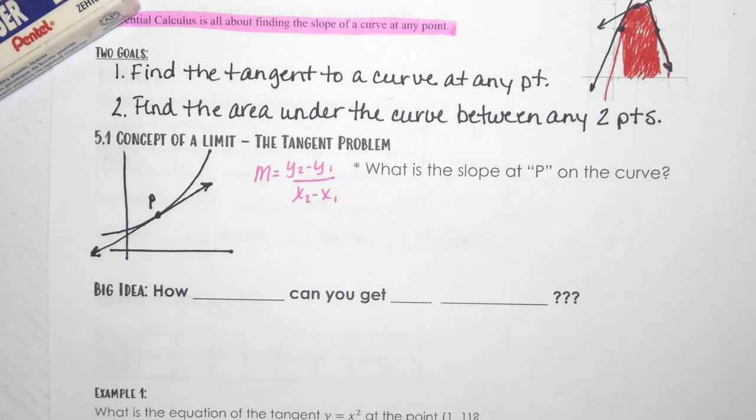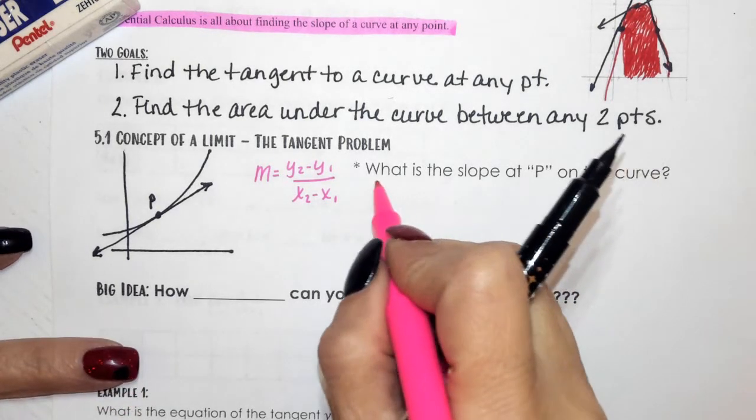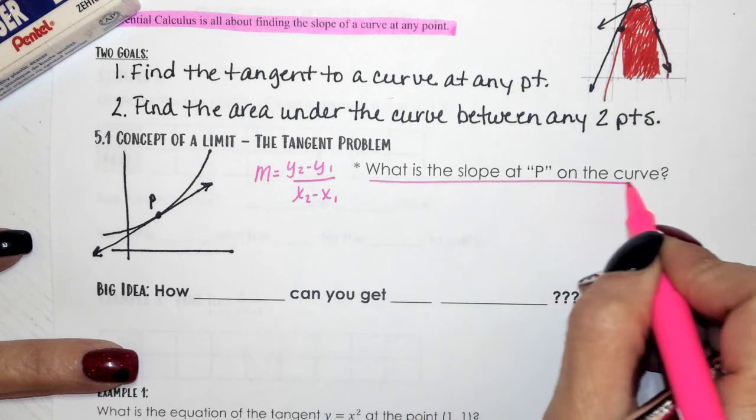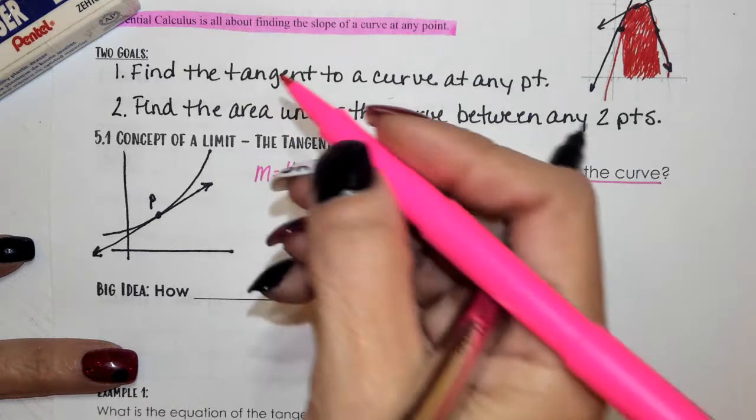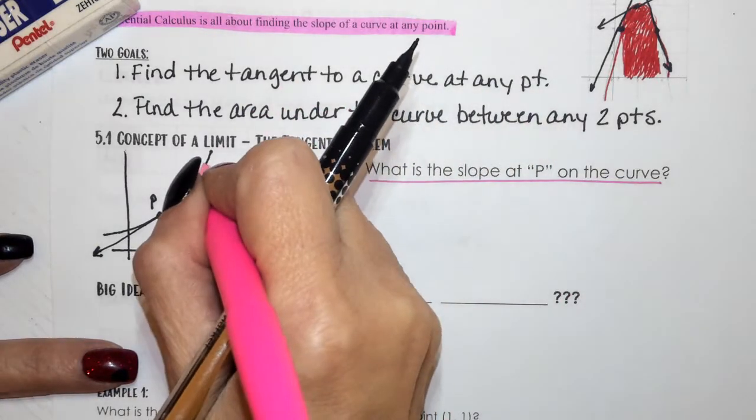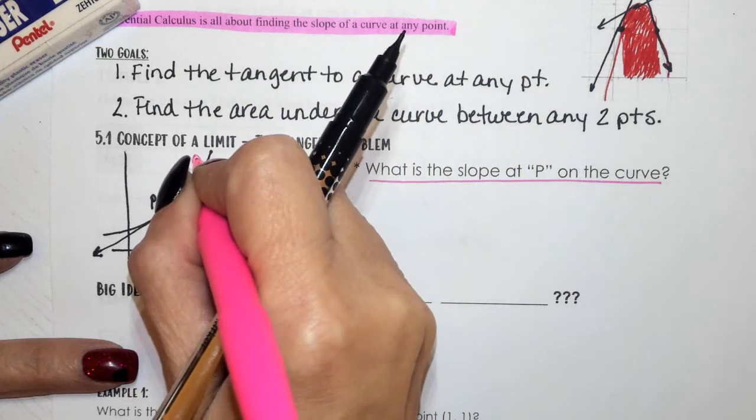Well, the dilemma is here that I only have 1 point. So what is the slope of P here? What is the slope of P on the curve? Well, in order to find that, I would really need another point, right? So I'm just going to put another point on here, and I'm going to call it Q.